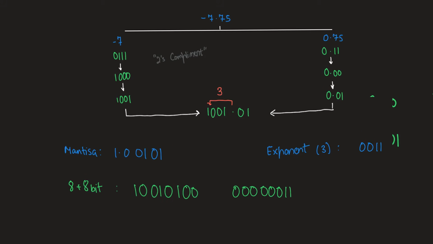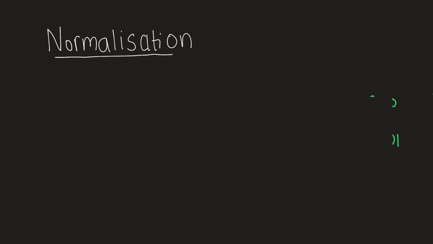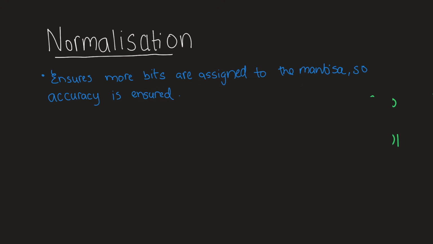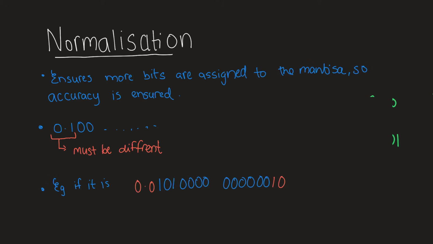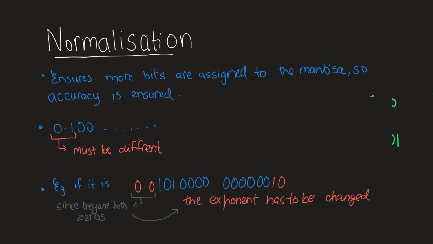Now let's talk about normalization. By normalizing, we can ensure that more bits are assigned to the mantissa so that accuracy is ensured. An important rule of normalization is that the two leftmost bits, which is the most significant bit and the one after that, must be different. This means if a number starts with 00, then the exponent has to be reduced to adjust this. Let's look at this.